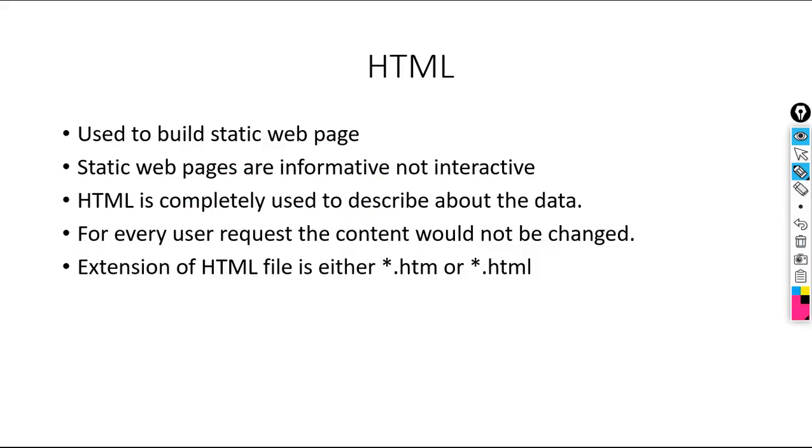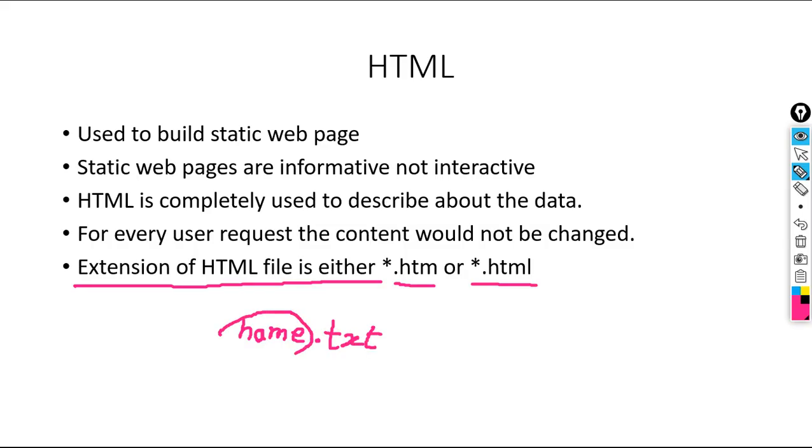Now, the extension of an HTML file. An HTML file is either .htm or .html. For example, we have a text file. How do we save that text file? We give some name and after that we give its extension txt, correct? So this is the name of that particular text file and this is the extension of that particular text file.